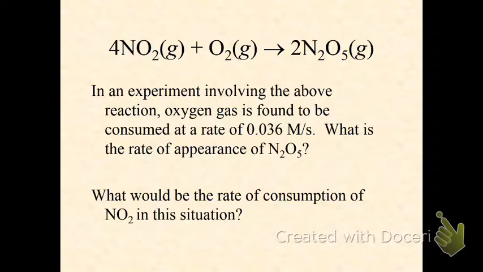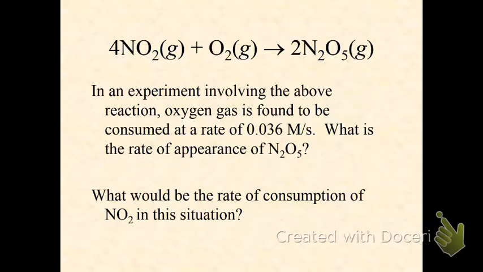This is just to help you through the thought process. If the oxygen is decreasing at this rate, what would be your rate of appearance of N2O5? Not the same. Look at the stoichiometry. It's a 1 to 2 relationship, right? So as the oxygen is disappearing, how quickly would the N2O5 be appearing? Twice as fast. You do have to use the stoichiometry.